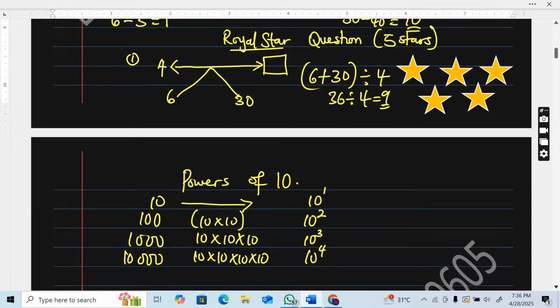So, what will 100,000 be? Type it in the chat. Will it be 10 raised to power 2 or 10 raised to power 3? If you want to type 10 raised to power, you may not be able to raise to power. Type it in words. You can spell raised, to, and power.